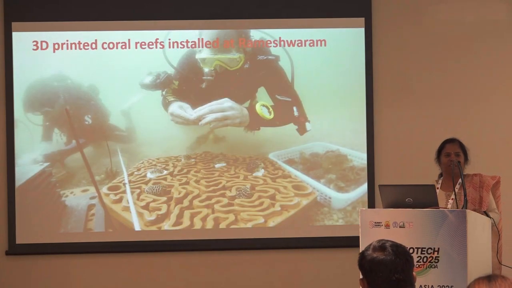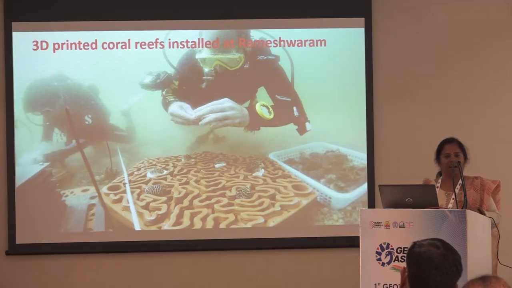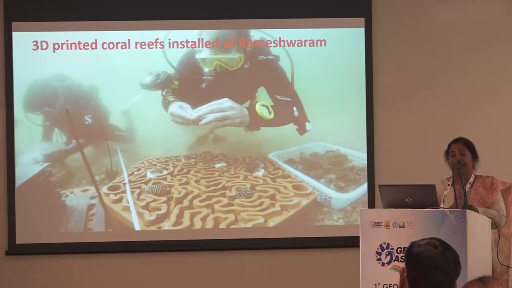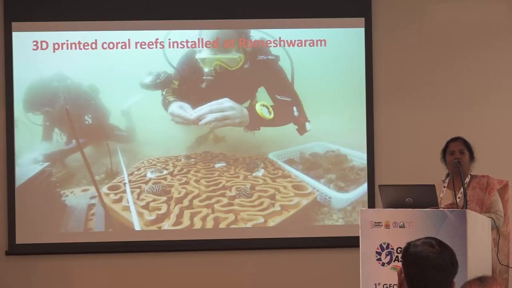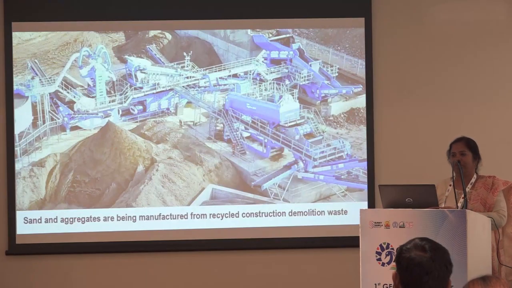Just this month, we transported coral reefs to the Rameshwaram coast, where there is a serious problem of biodiversity. All coral reefs are getting damaged. There is an ecosystem which is getting disturbed. So in our lab, we have printed one truckload of coral reefs and transported and installed them in the Rameshwaram coastal waters. We are going to monitor them. We are going to put sensors to see how it is increasing the ecosystem, the marine species and biodiversity. This is one ongoing project.